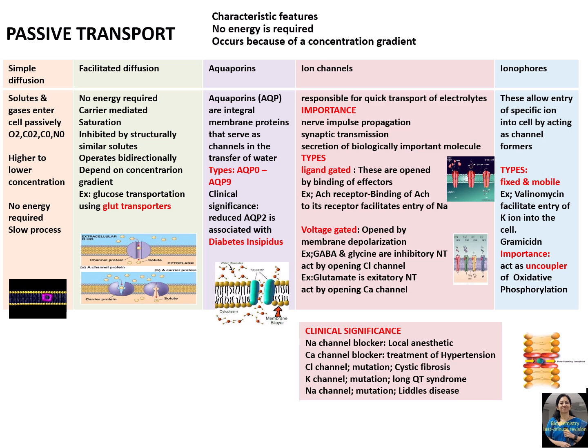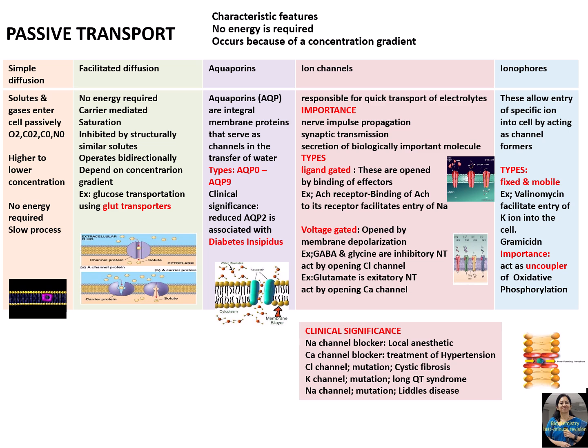The second one is facilitated diffusion. Here also there is no requirement of energy, but it requires a carrier molecule in the form of an integral membrane protein. This gets saturated at higher concentration, and it is inhibited by structurally similar solutes. However, facilitated diffusion operates bidirectionally using a ping pong mechanism, and it occurs along the concentration gradient, moving from higher to lower concentration.